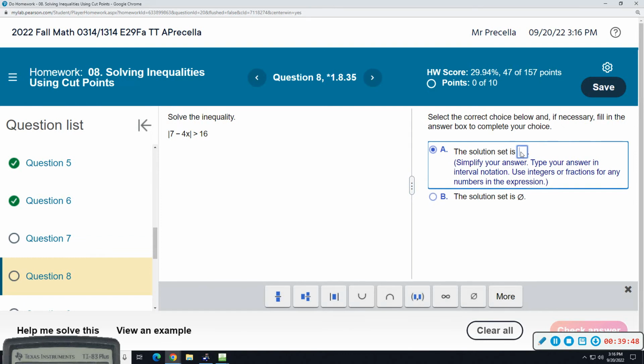I'm always of the mind, why do you need something new? If you have a cut point method that will work, why learn another method or memorize some rules just for a couple of different types of problems?